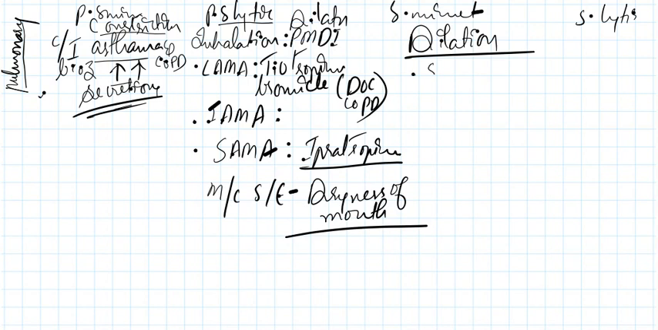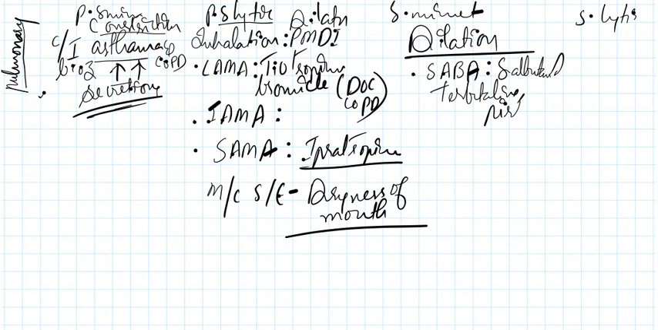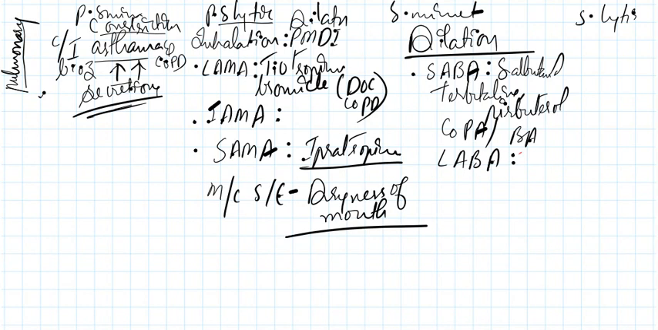Now examples, SABA, short acting beta agonists, that is salbutamol, terbutaline, pirbuterol. Remember, pirbuterol is a short acting beta agonist, SABA. These are used for COPD or bronchial asthma. Okay. Now there is LABA, long acting beta agonist, that is olodaterol. This is a very important MCQ. Olodaterol.